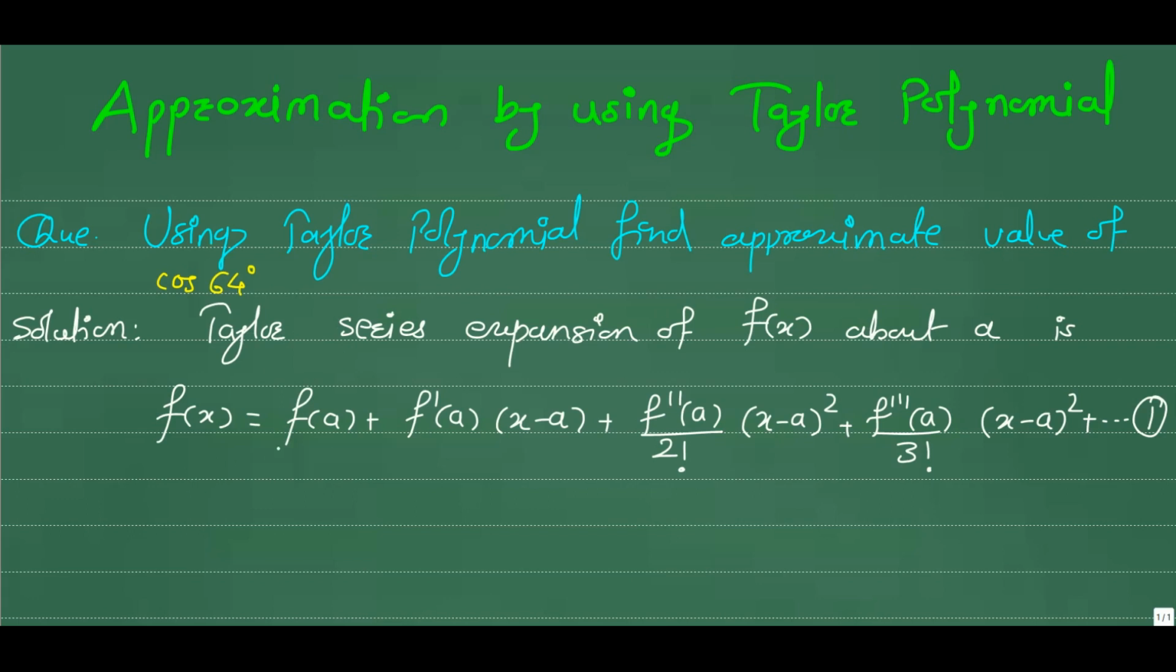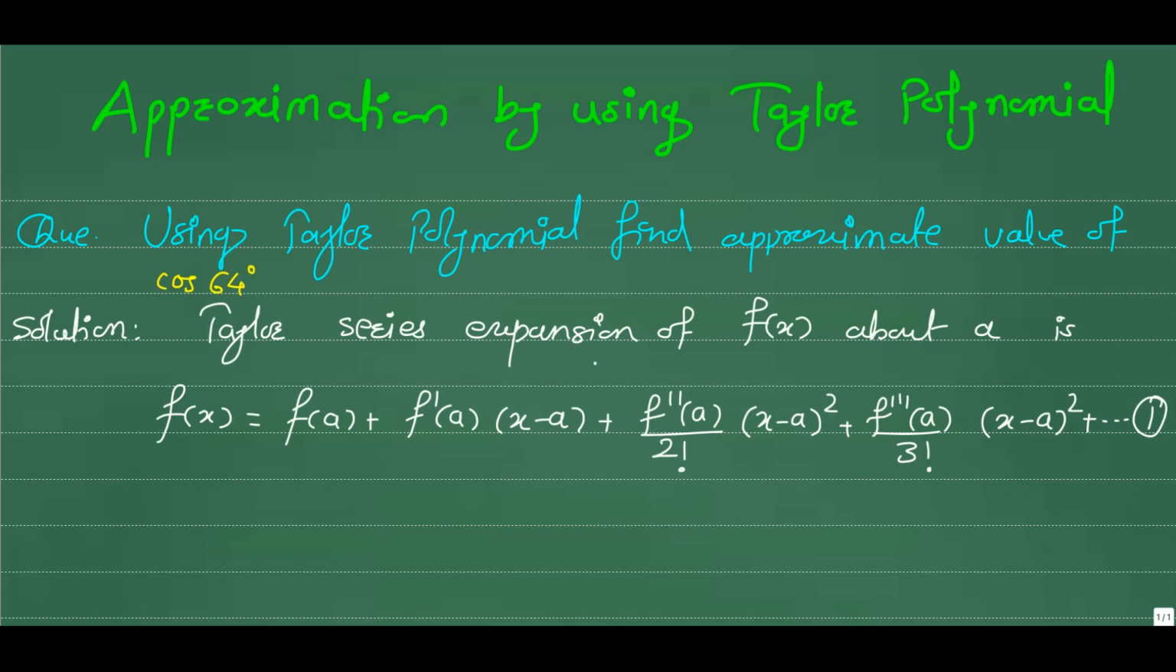Which is this: f of x is equal to f of a plus f dash of a into x minus a plus f double dash of a upon 2 factorial into x minus a square and so on. Let us call this equation number 1. We know that the right hand side of this series expansion gives us a very good approximation in the neighborhood of point a comma f of a, or approximation about x is equal to a.